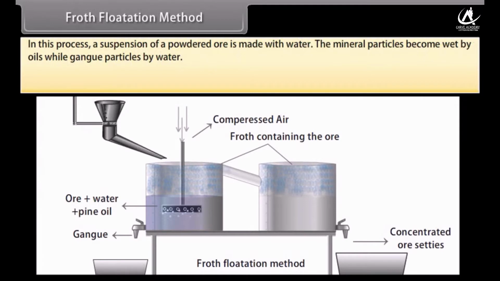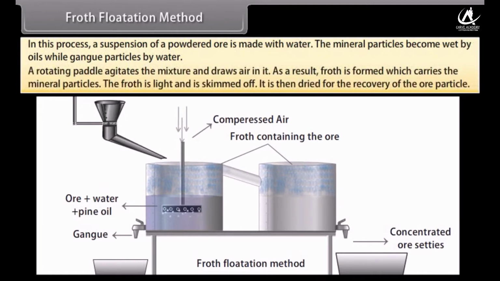The mineral particles become wet by oils while gangue particles by water. A rotating paddle agitates the mixture and draws air into it. As a result, froth is formed, which carries the mineral particles. The froth is light and is skimmed off. It is then dried for the recovery of the ore particles.